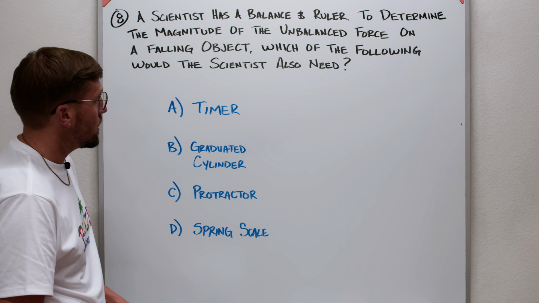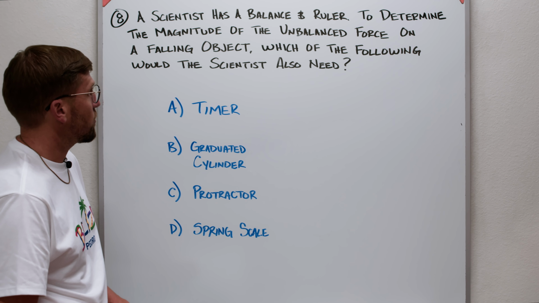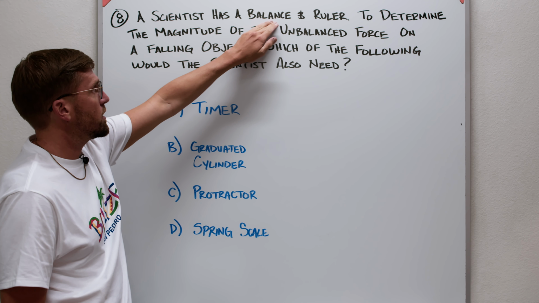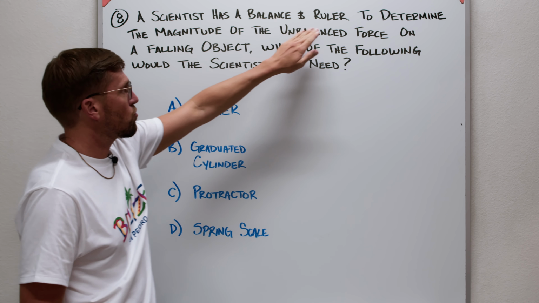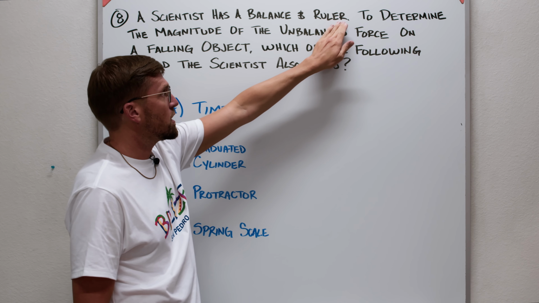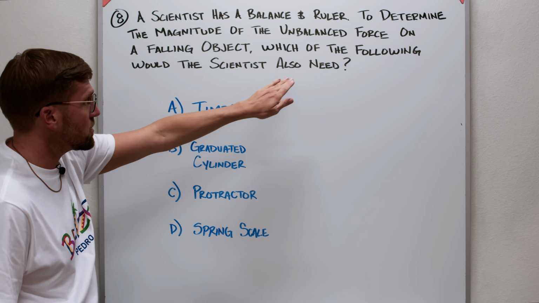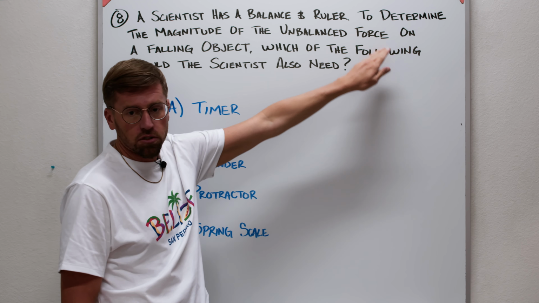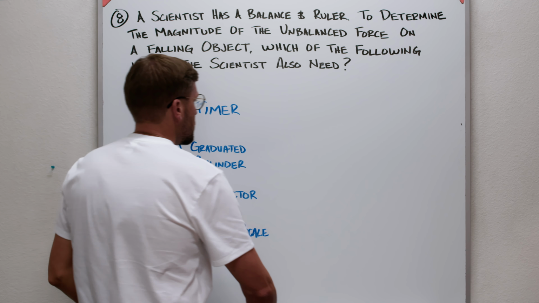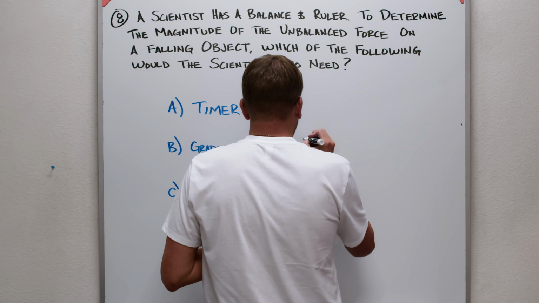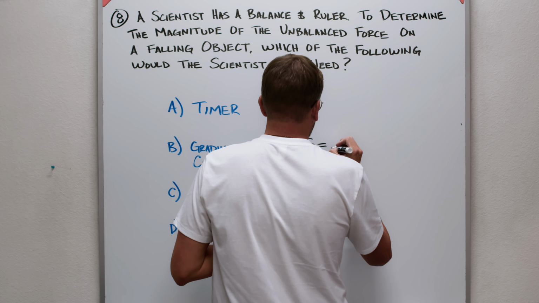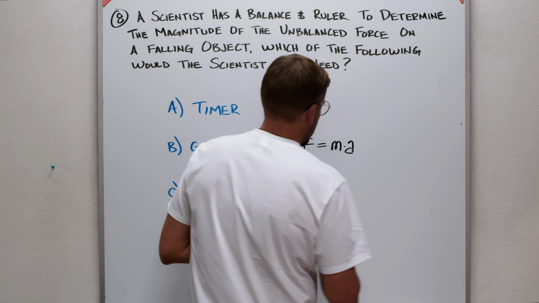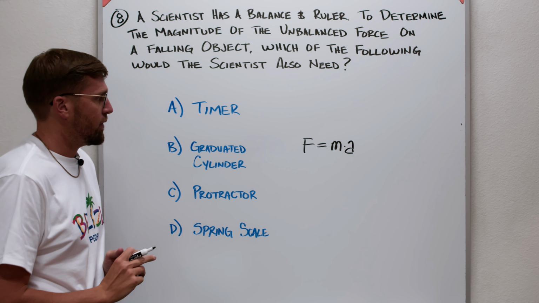To know this, we need to know three things. First, that balances are a measuring device that tell us how much matter, usually in grams, something has. Rulers are the measuring device that tell us distance, typically in meters. And that a force, we need to know what a force is. This comes from Newton's second law. Newton's second law says that all forces are proportional to how much mass and how much acceleration any system experiences.